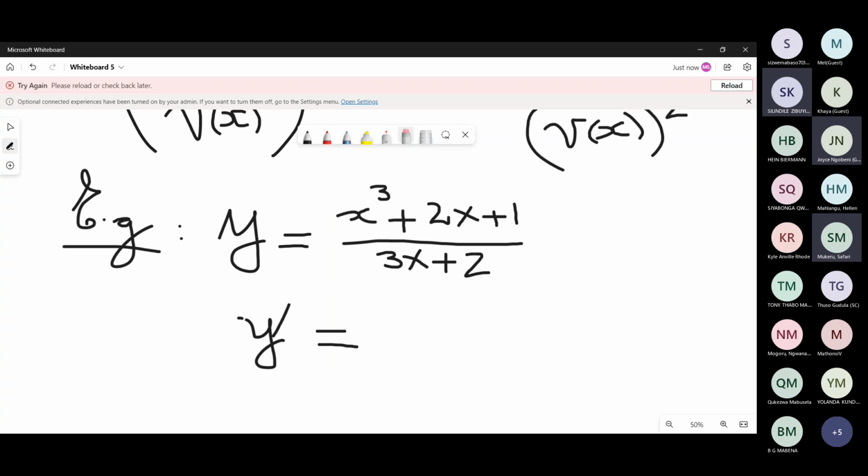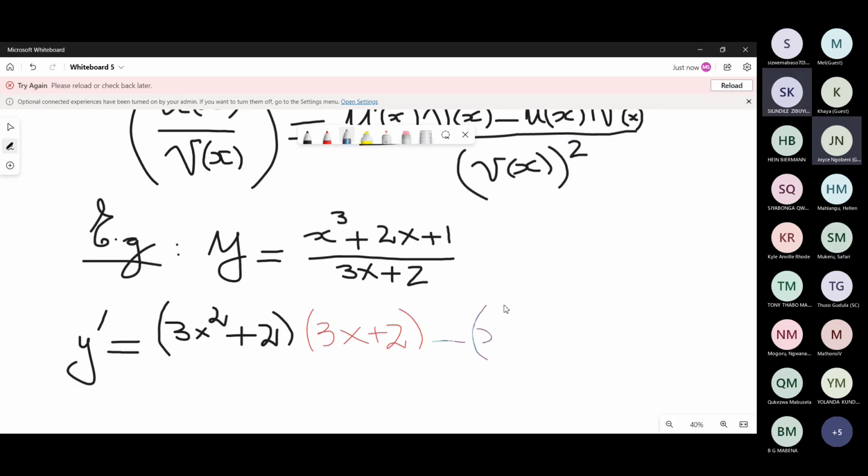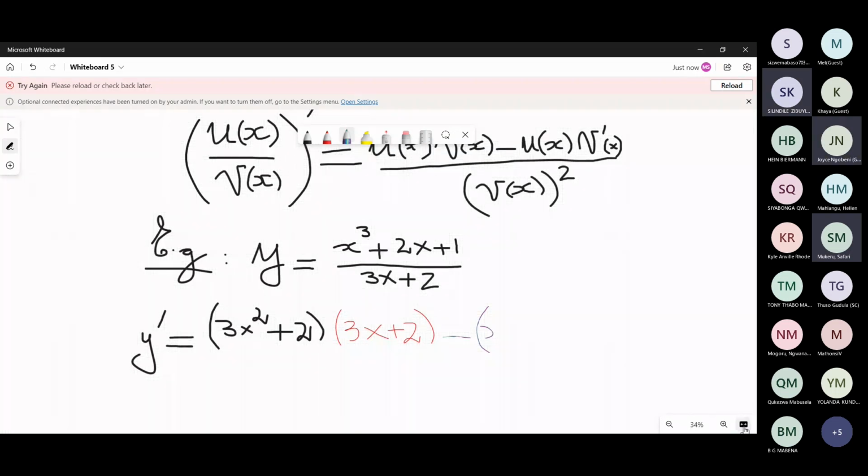Good. Minus. Let me change the color. We're not seeing where you're writing, Prof. What's going on? You can't see my board. Yes, we can see now. Oh, good, thank you. Maybe there was some internet issue.